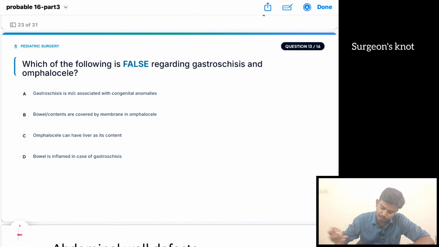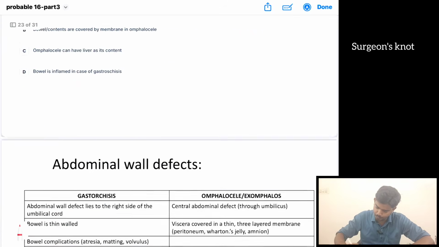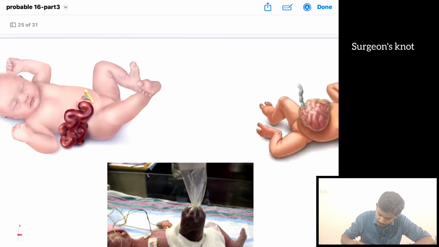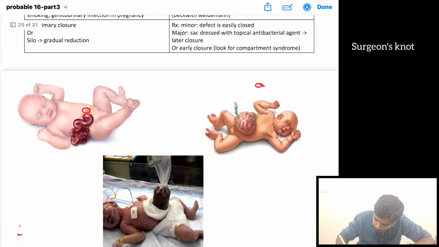Which of the following is false regarding gastroschisis and omphalocele? This is an abdominal wall defect. Okay. What is this gastroschisis and what is this omphalocele? Gastroschisis is an abdominal defect that lies to the right side of the umbilical cord. Whereas omphalocele is a central abdominal defect. So in the image, la paathona, here umbilicus is here. This lies a little bit lateral to the umbilicus, whereas this is an omphalocele. Omphalocele occurs at the umbilical cord itself.